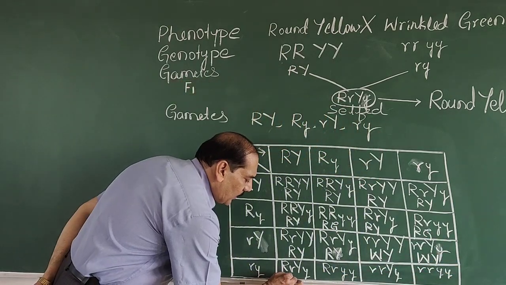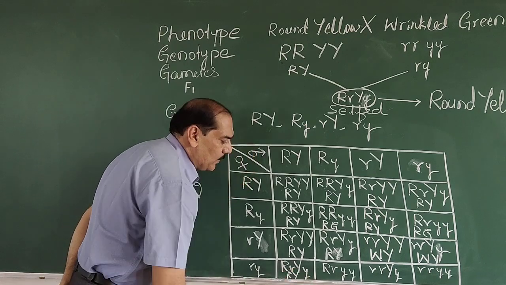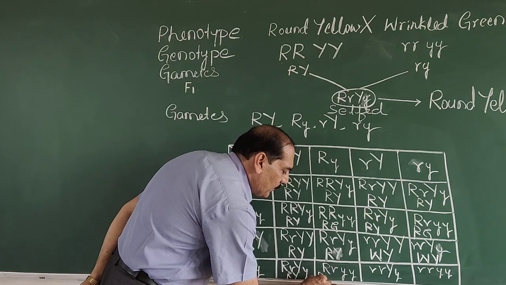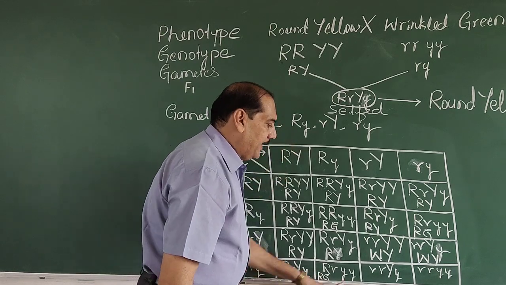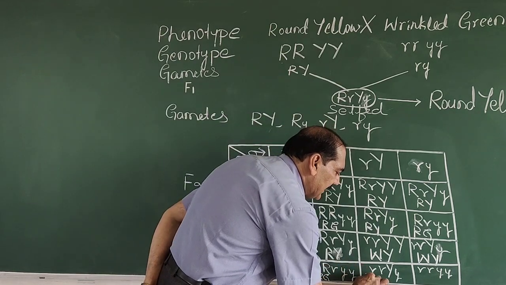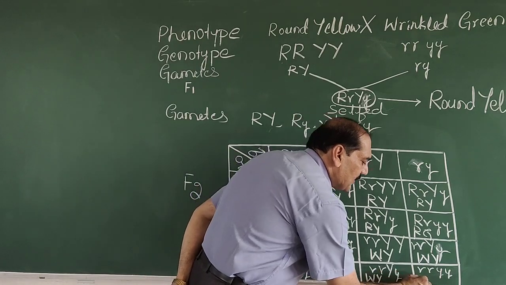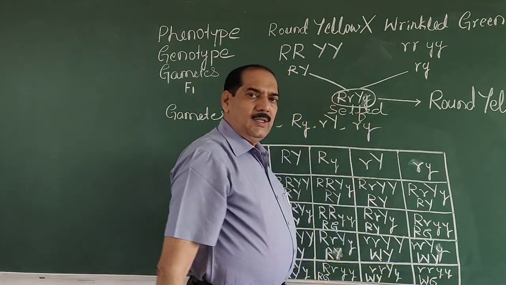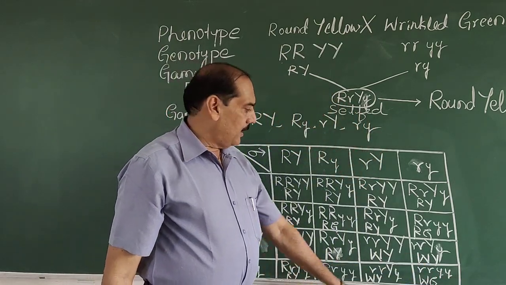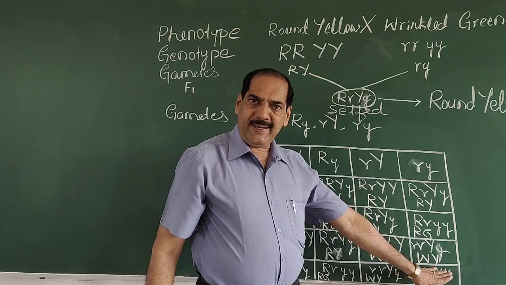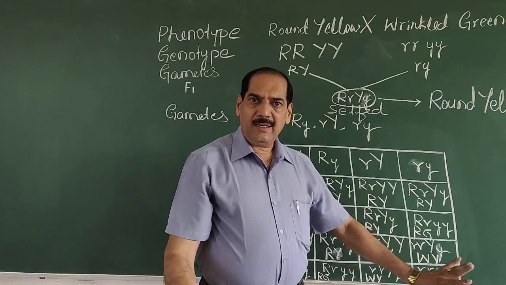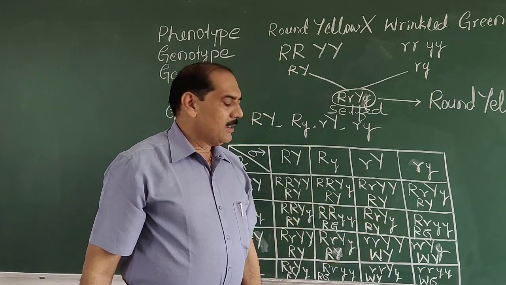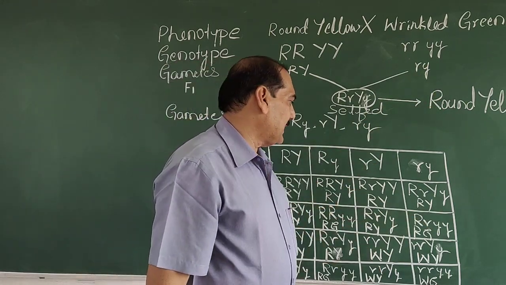It produces round yellow. It also produces round green. Round green. It produces the wrinkled yellow. It produces the wrinkled green, because there is no dominant gene of the 4, no one is a dominant factor. All are recessive. It is the parental character. It produces that wrinkled green seeds.